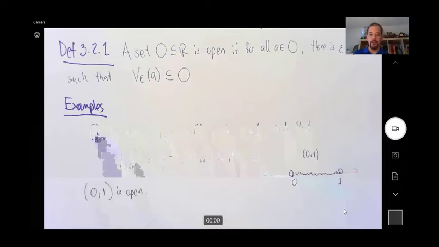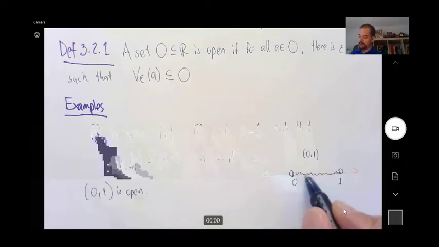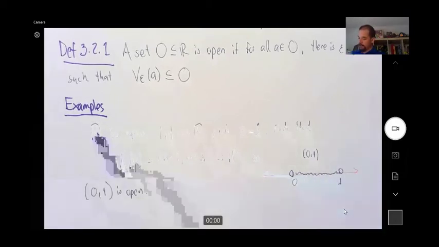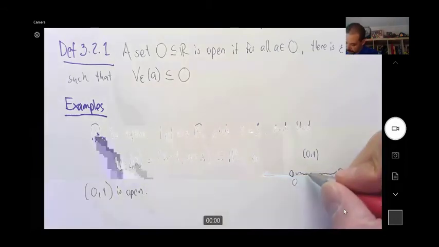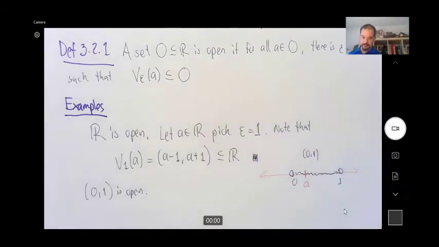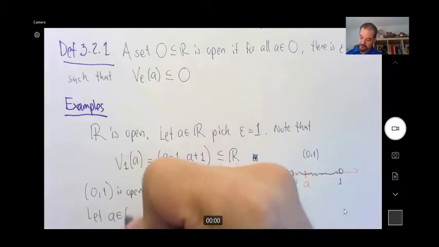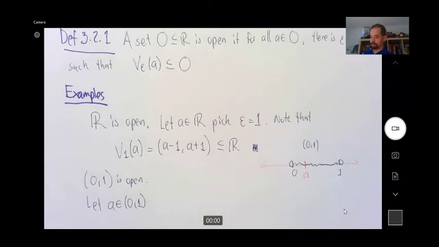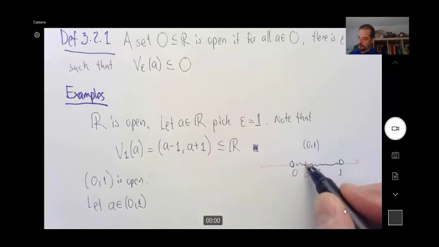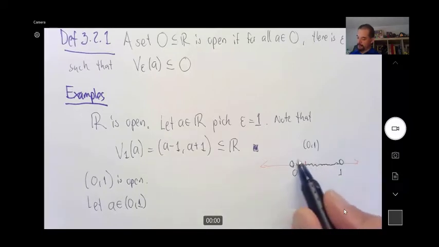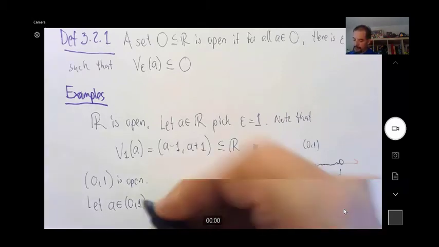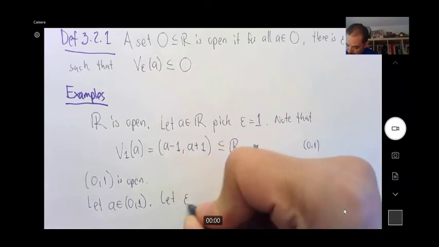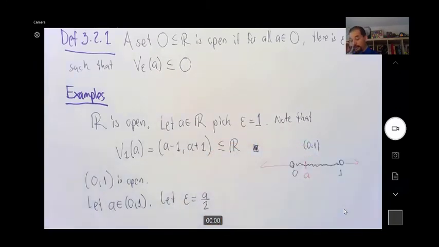Okay, what is it that we need to do? We need to show that every point inside here has a neighborhood that is also inside here. So let's pick an element in here. How about this point, A? So let A be an element of 0, 1. Which neighborhood do you think will work? Which neighborhood around A can we guarantee that we will be perfectly inside here? Half of A equals epsilon. Half of A, all right. So let epsilon be A over 2.